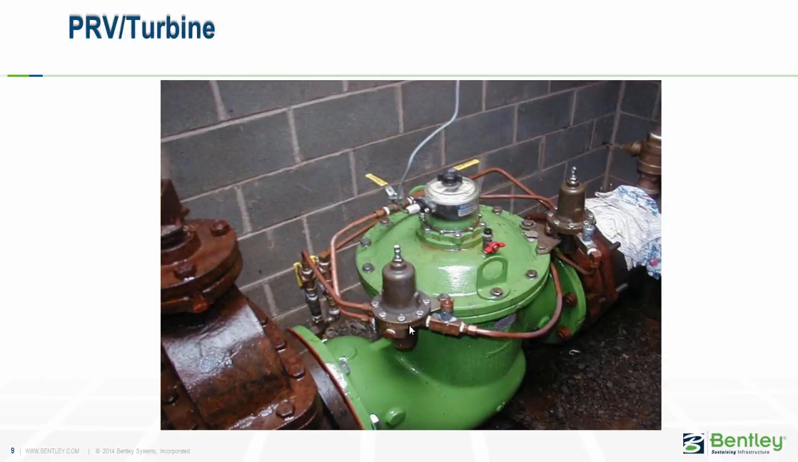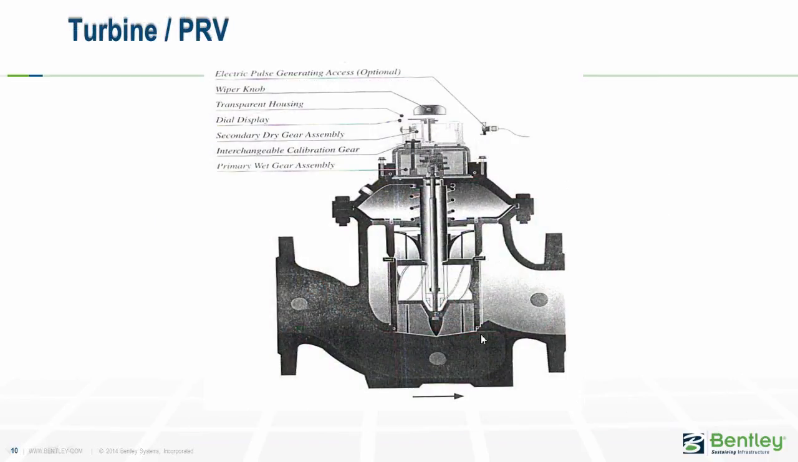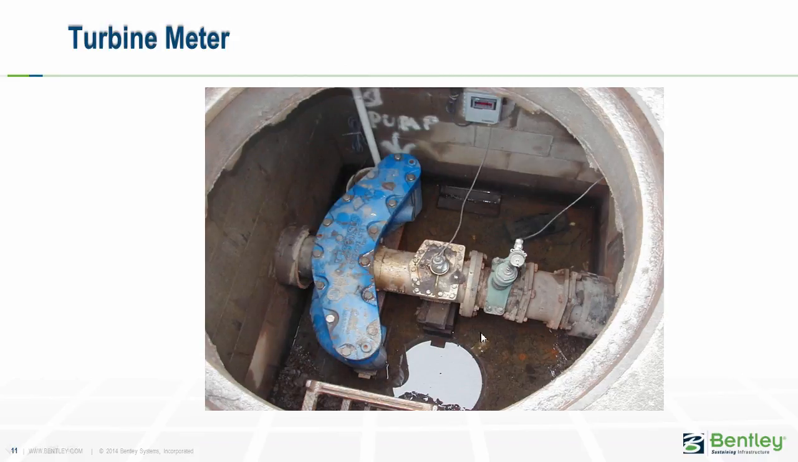Okay, another type of element you might have along a pressure zone boundary is a PRV with a built-in turbine meter. This one has just a regular turbine meter built inside of a pressure reducing valve. And that's a schematic of what that looks like. And you may have DMA boundary elements that are simply DMA boundaries. They're not pressure zone boundaries.